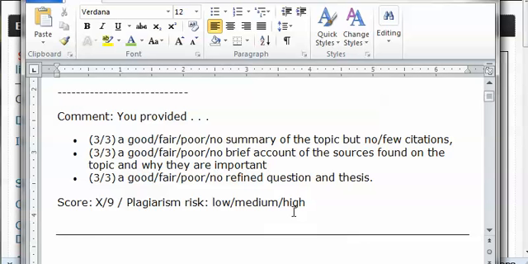And really, the way to deal with this is this second item, which is to provide a brief account of the sources found on the topic and why they are important. Very few of you did this, and this is right in the assignment sheet. You should go and look at the assignment sheet again, because I'm taking these grading criteria straight from the assignment sheet. And then the last one has to do with the refined question and thesis.